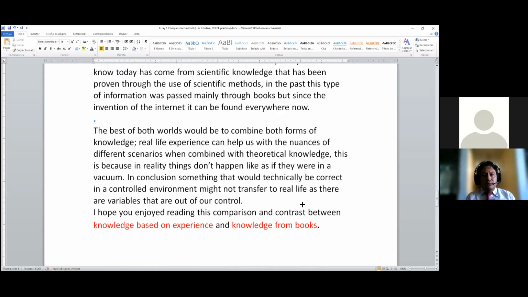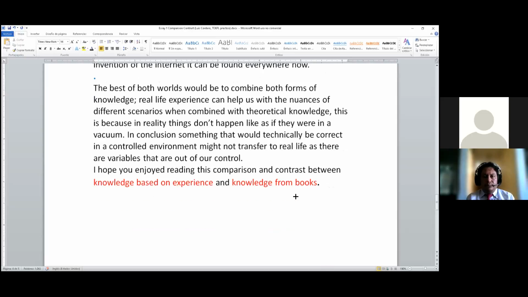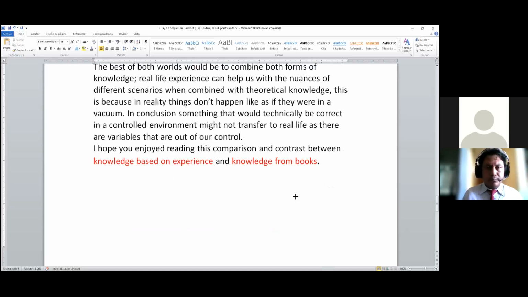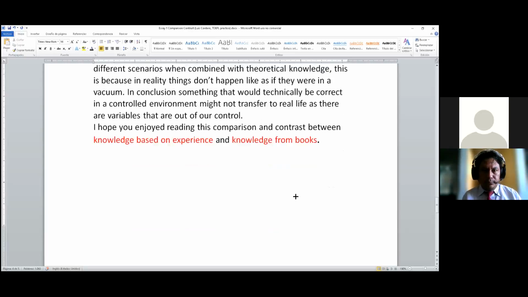The best of both worlds would be to combine both forms of knowledge. Real life experience can help us with the nuances of different scenarios when combined with theoretical knowledge. This is because in reality, things don't happen as if they were in a vacuum. Conclusion: something that would technically be correct in a controlled environment might not transfer to real life, as there are variables that are out of our control. I hope you enjoyed reading this comparison and contrast between knowledge based on experience and knowledge from books.